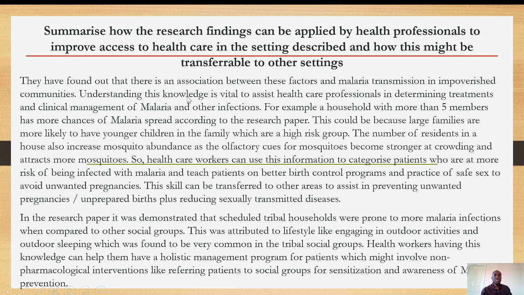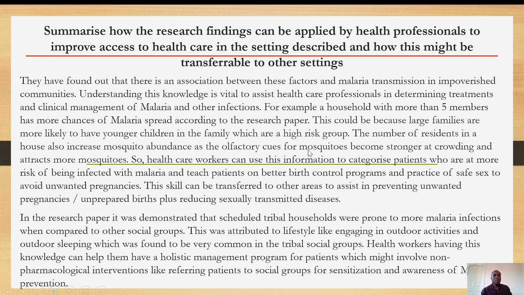Lastly, we're going to discuss how the research findings can be applied by health professionals. They found that there was an association between these factors and malaria transmission in impoverished communities. Understanding this knowledge is vital to assist healthcare professionals in determining treatments and clinical management of malaria and other infections. For example, households with more than 5 members have more chances of malaria spread according to the research paper.